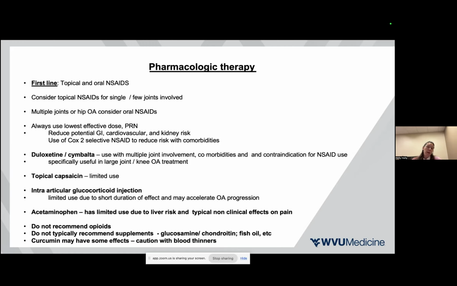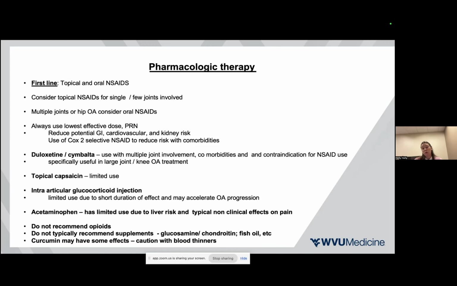Another opportunity we have for medicine choices is duloxetine or Cymbalta. It has been FDA approved to help treat osteoarthritis pain. It is a great alternative for patients who can't use NSAIDs, and especially for some of our patients with larger joint arthritis, it can be pretty great. So again, if they don't have a contraindication, it's a great alternative to have in your back pocket when NSAIDs fail or are contraindicated.